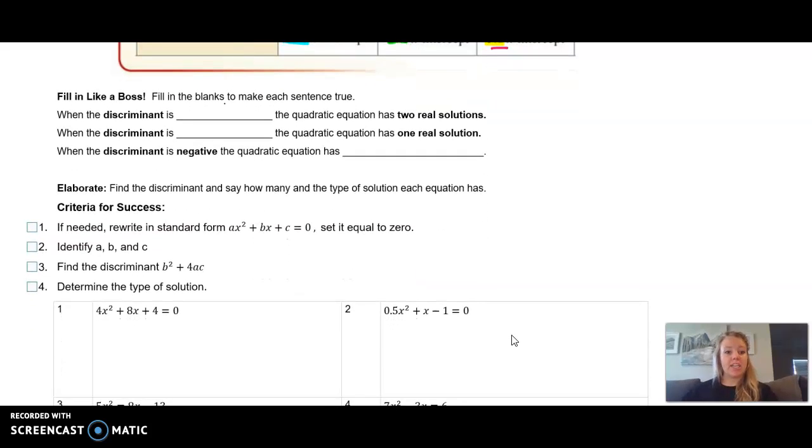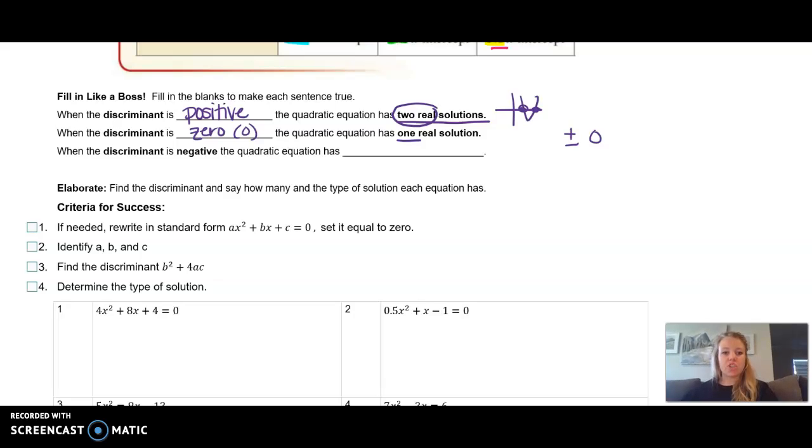So the big key here is when the discriminant is positive, then that means the quadratic equation has 2 real solutions. We have 2 of them, meaning it's going to touch twice. When the discriminant is 0, meaning that b squared minus 4ac equals 0, we're just going to have one real solution because we won't have to do positive or negative 0. It's just 0, right? It's not going to change that answer.